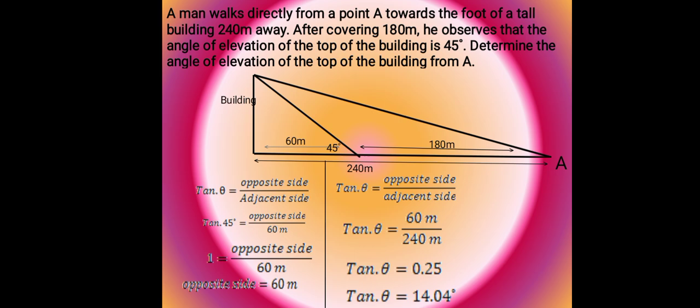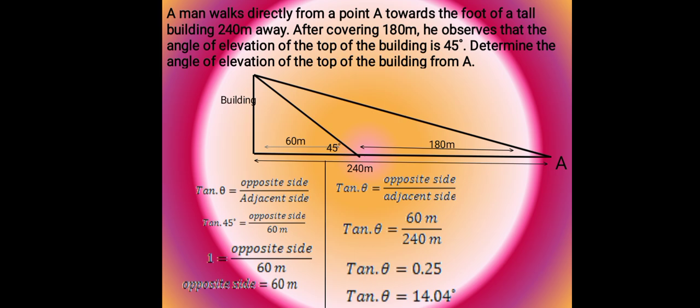Now I've sketched a diagram there to illustrate the question. You can see from the building to point A is 240 meters, and the distance the man has walked is 180 meters. He is here, 60 meters away, and from that point the angle of elevation is 45 degrees.